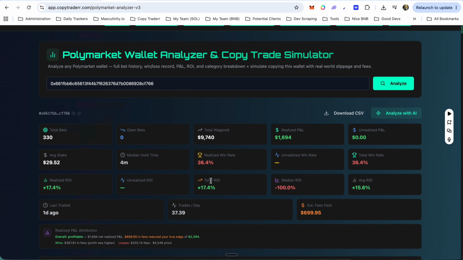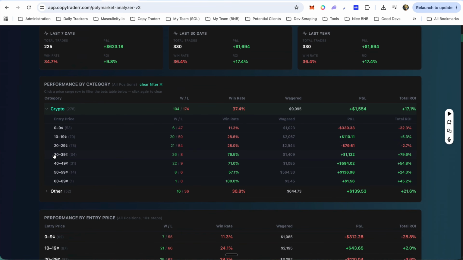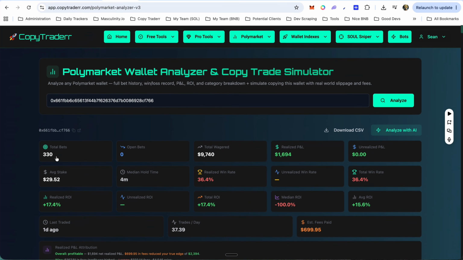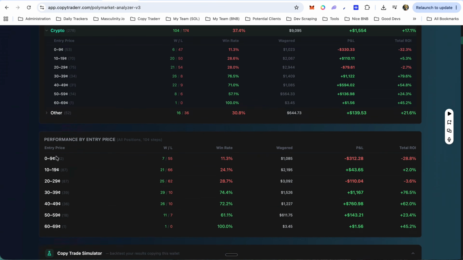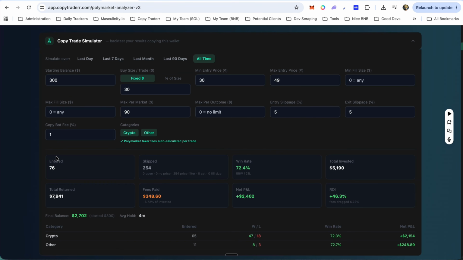Because if they looked at this, they would probably say, okay, I'm not going to enter any bets that aren't at least 30 cents because obviously that's what's losing them money. So this trader has a 17% return on investment, but if we copy trade them with our given filters, we will have a 46% return on investment, and these numbers are extremely accurate.